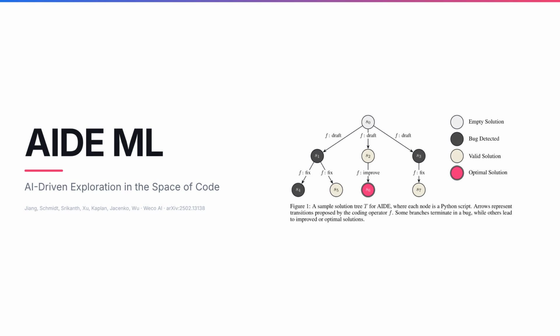AIDE ML. That's the name of the machine learning engineering agent we're unpacking today. It's a research paper from Weco AI and an open source implementation you can run yourself. Over the next 25 minutes, how it turns writing code into a tree search, what the benchmarks actually show, how to install and configure it on an RTX 4090, and 5 real datasets I ran it against, including a bug I found that was silently corrupting its results.